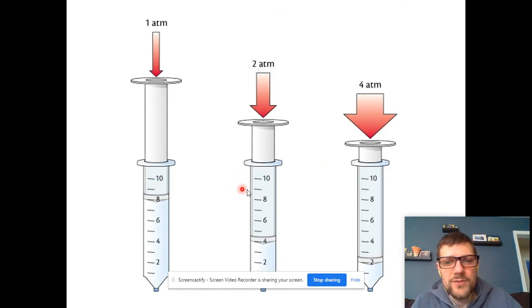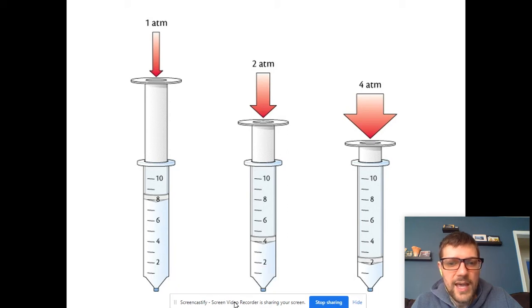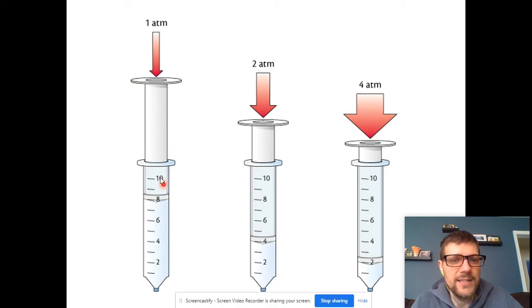Here we have a few different syringes filled with gases, and we are changing the amount of pressure acting on them. Here we have a normal 1 atmosphere of pressure, and it looks like we've got about 8 mils of a gas. If we increase that pressure to 2 atmospheres, we decrease the volume. In other words, gases are squishable, they're compressible. When you apply additional pressure to a gas, it's going to take up less space. You're going to squeeze on the gas, make less empty space in between the gas particles, and reduce the volume that the gas takes up.